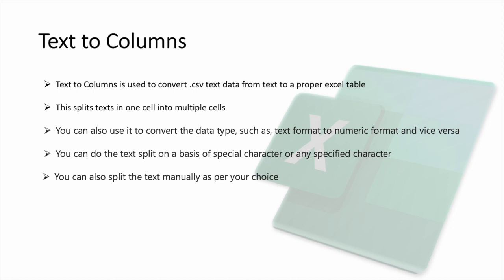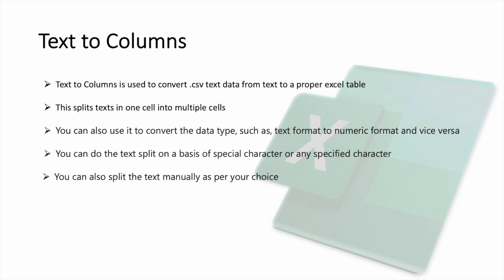In this video, we are going to learn using text to columns functionality in MS Excel. It might happen that once in a while, you will come across data extracted out of databases in a .csv text format, which is very difficult to understand if you look at it as it is. In order to simplify it, you can use text to columns functionality to split it into different columns or cells.